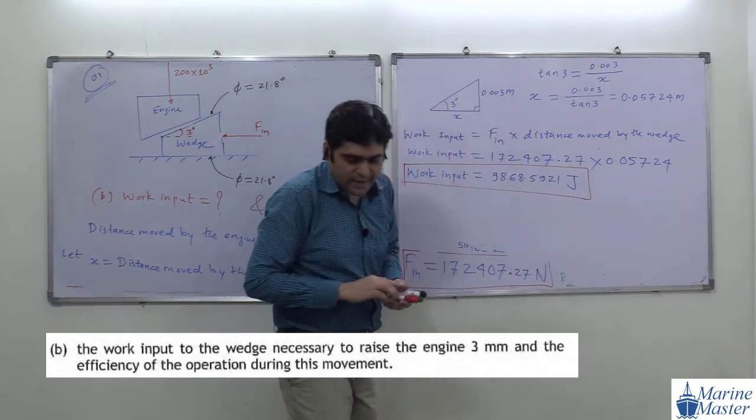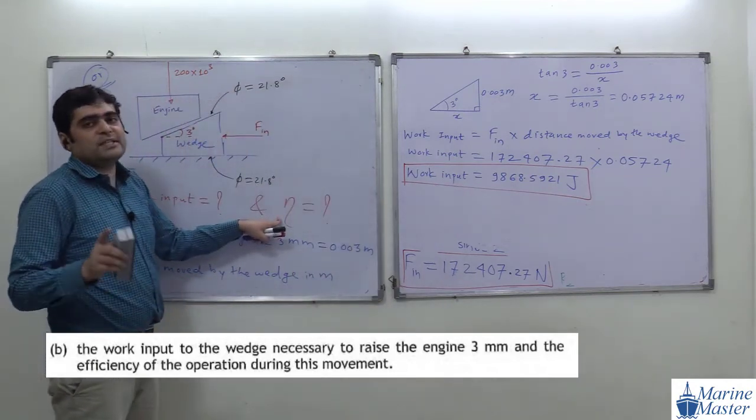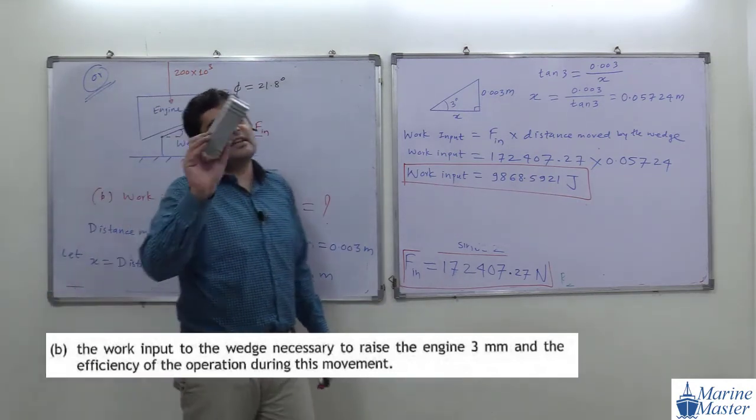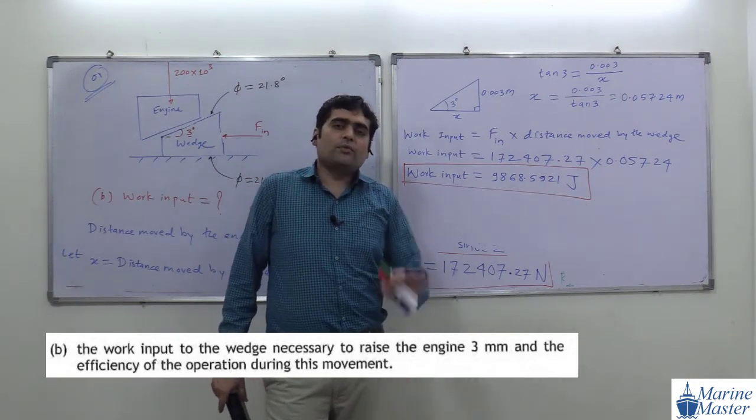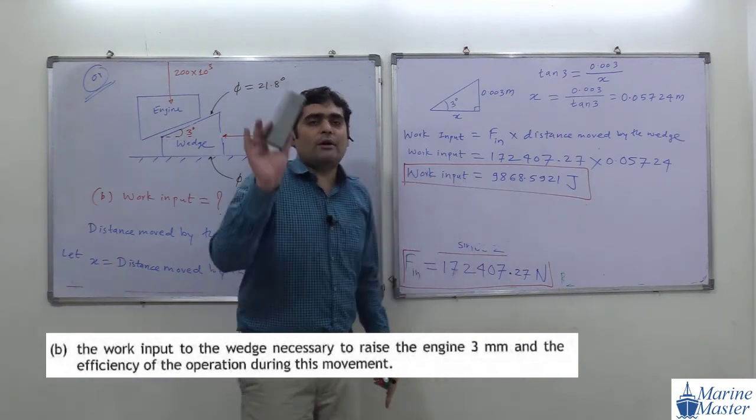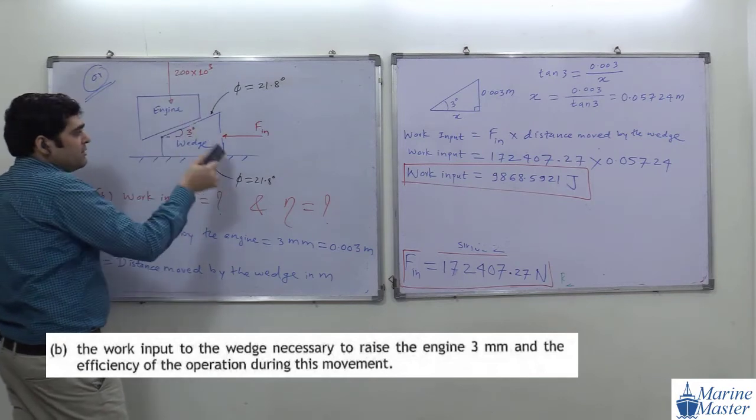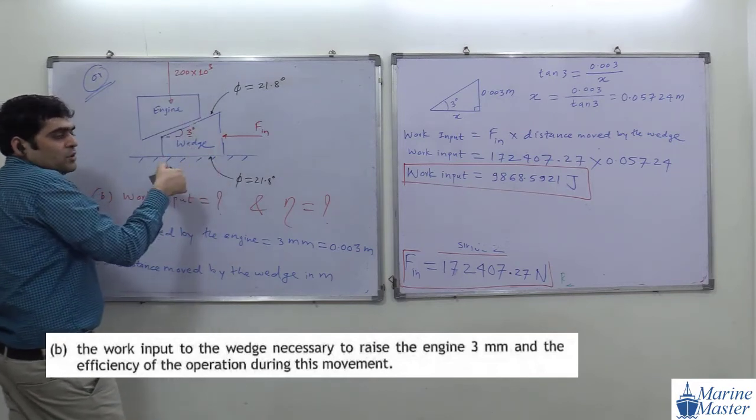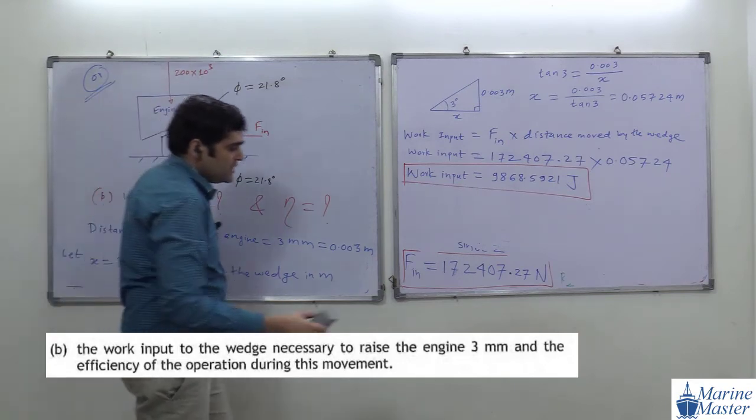Now, the next point they are asking us in B part is the efficiency of the operation. What is the general definition of efficiency? Output by input. What is our output here? We are moving the load with the engine. What is our input? We are giving work input to the wedge and we are getting output from it. Okay, see the scenario.